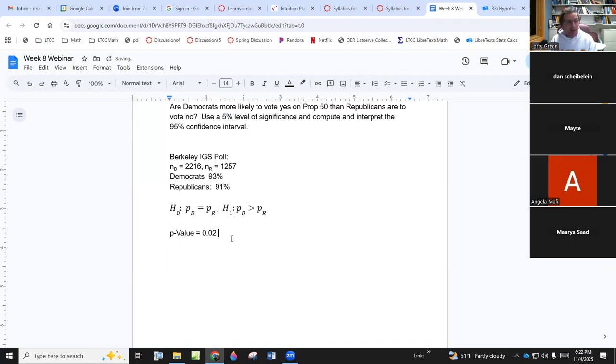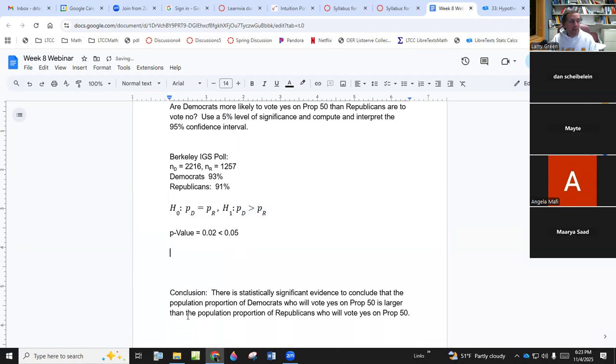Okay, so one thing is 0.02 is less than 0.05. That's 5%. Does that ring a bell? And if p is less, that means you get to reject H naught and accept H1. And it's time to state the conclusion.